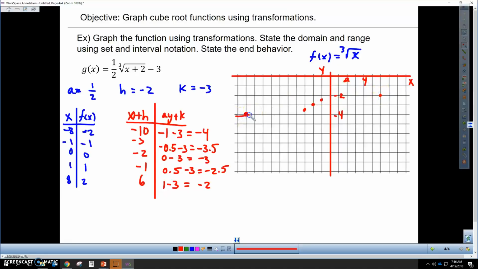So here's your function, and again, a smooth curve. Remember, for cubics, check out your parent function on Desmos. I'll go through this point, slightly curve through here, and then go through that point. So that's an example of graphing cube root functions.